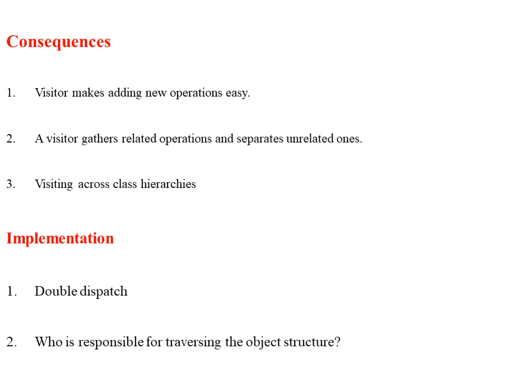Next, coming to the second one, a visitor gathers related operations and separates unrelated ones. This is the main advantage of the visitor. Why? Because it gathers related operations where they are needed, while unrelated operations are avoided or separated. In this way we can expect better results when this pattern is applied, and the problem will also be solved efficiently. So that is one of the main advantages of visitor operation.